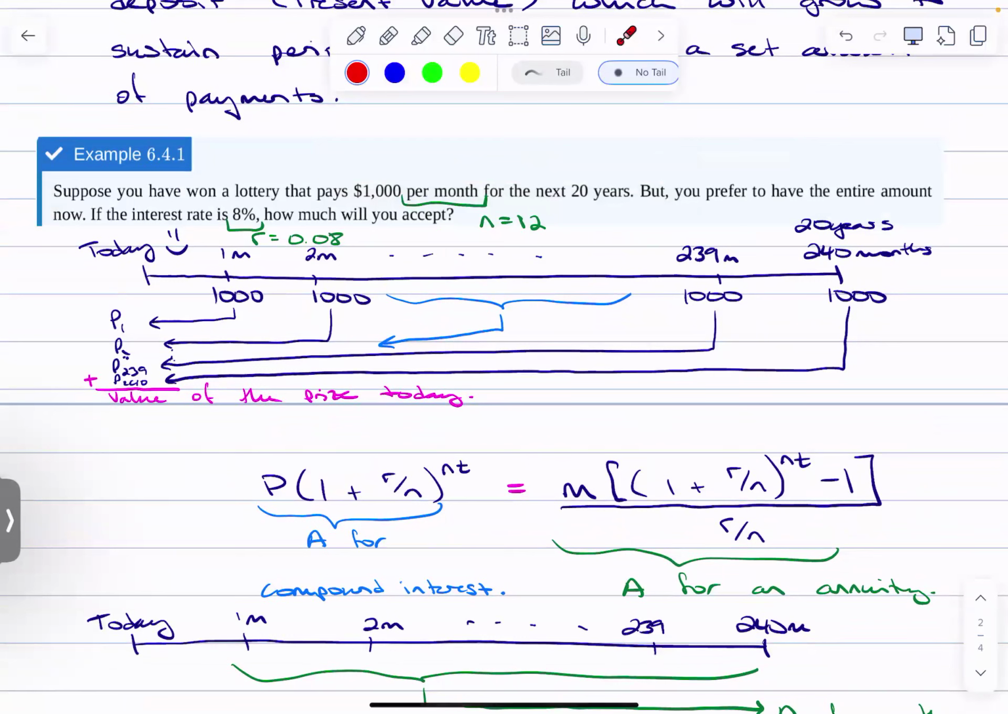Hey, we didn't solve this problem. You won't get away that easy. So what amount, how much would you accept today, right, as a lump sum? So we've got our R, we've got our N, T is 20. And that's really all we need. Oh, and the M is 1,000. And so we want to solve for P.